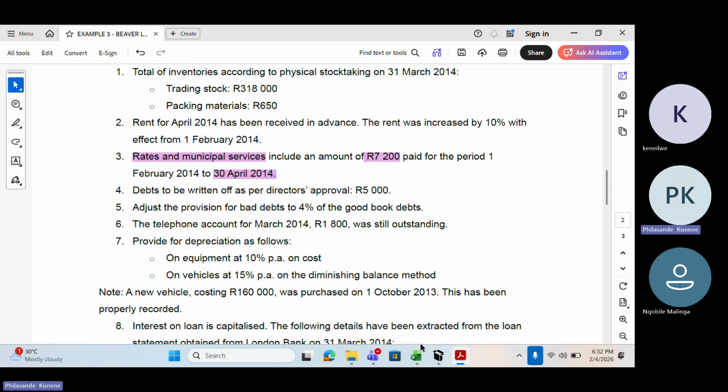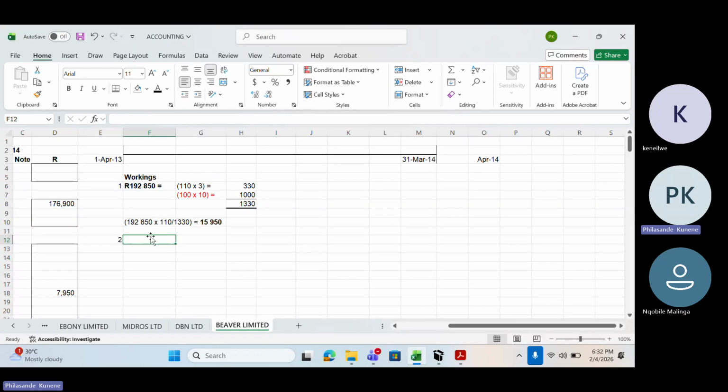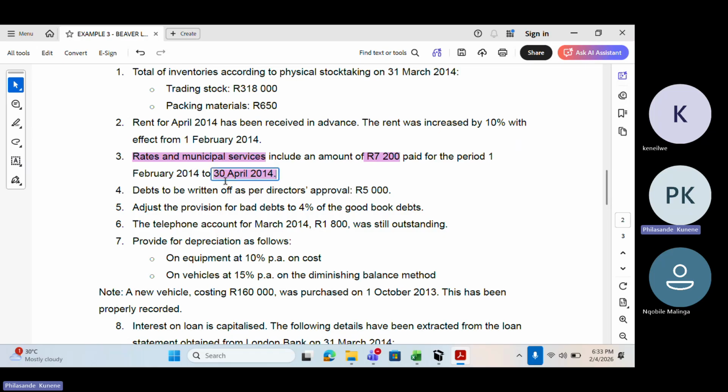So my starting point is 7,200 divided by 3. How much am I getting? What do you get on your side? 2,400. Yes, 2,400, so per month it was 2,400. But I know from these 3 months, there is April, which should not be part of our accounting period. Matching principle, it is outside.